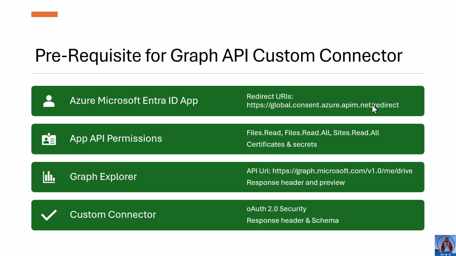So the first and foremost thing, you should create an app in Azure Entra ID, and you need to add the redirect URL for the app. Second, you should add the API permission, Files.Read and Files.Read.All, so that you can read all the files from OneDrive. Third, you should use the Graph Explorer API to get the response and the URL, so that you can call the Graph API. And finally, you need to add those APIs into the custom connector. So here we are going to use a different Graph URL, not this one. So let's see.